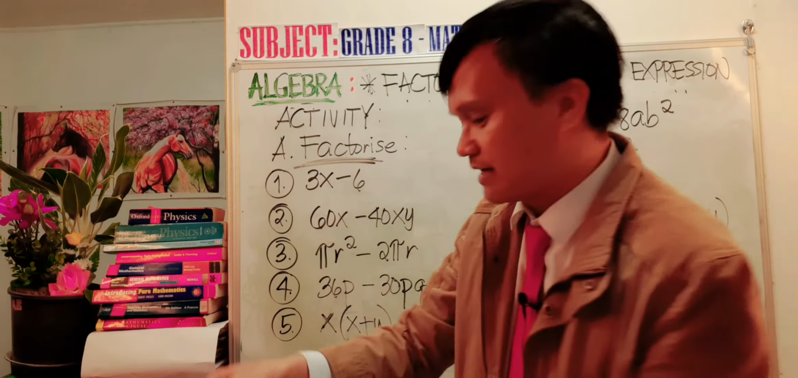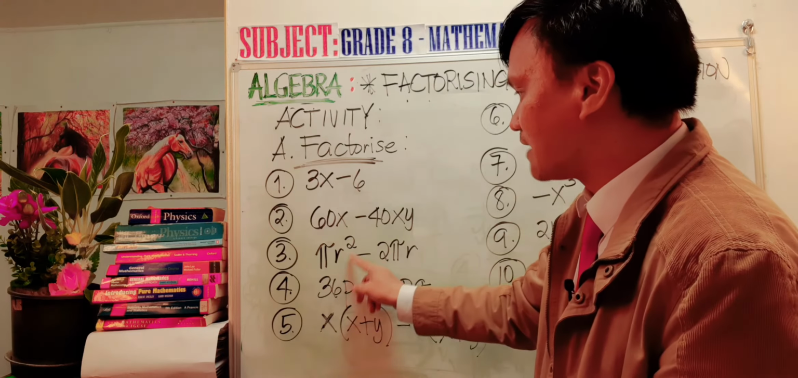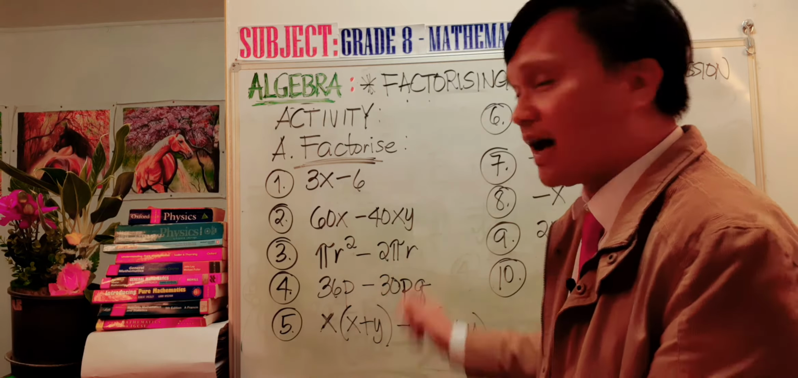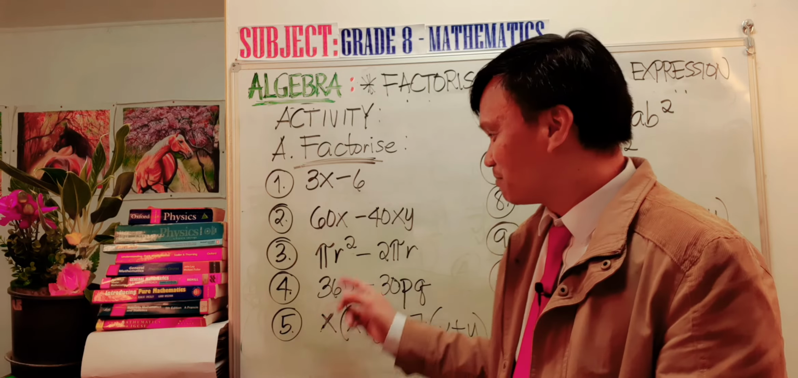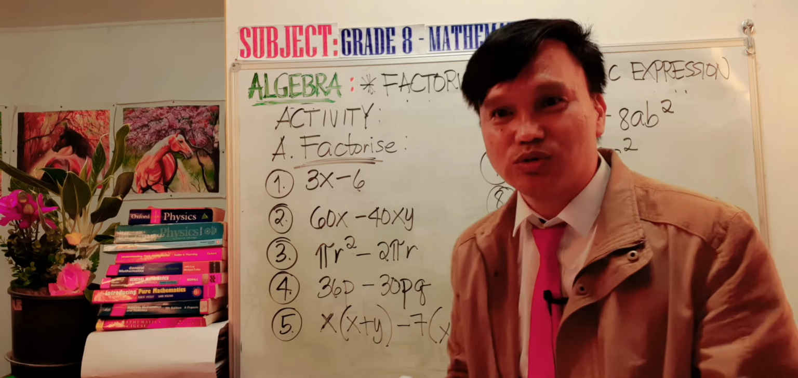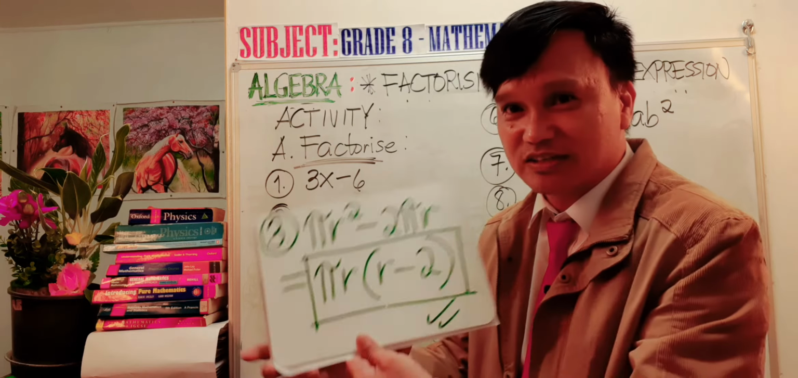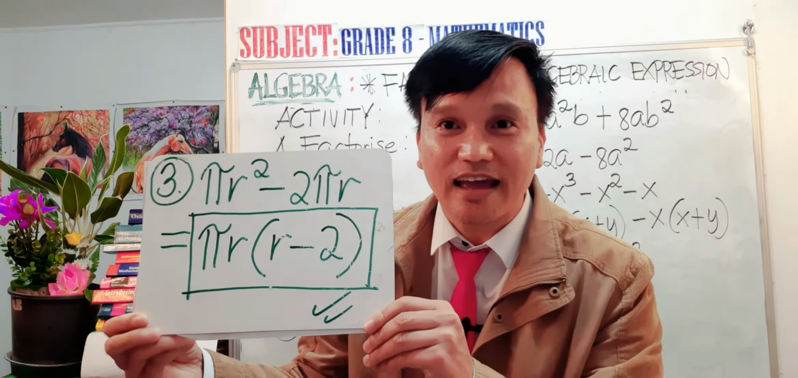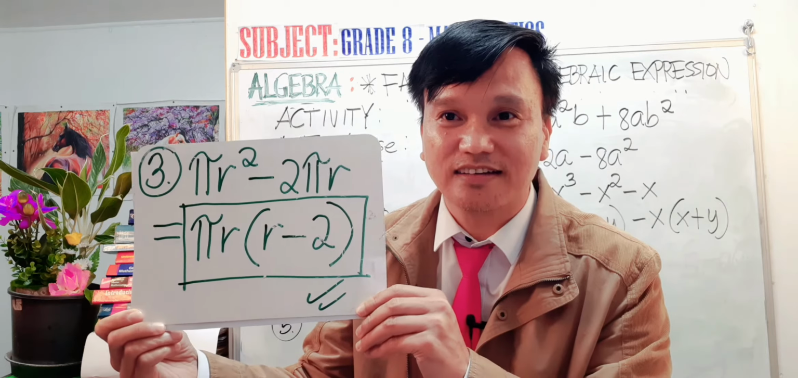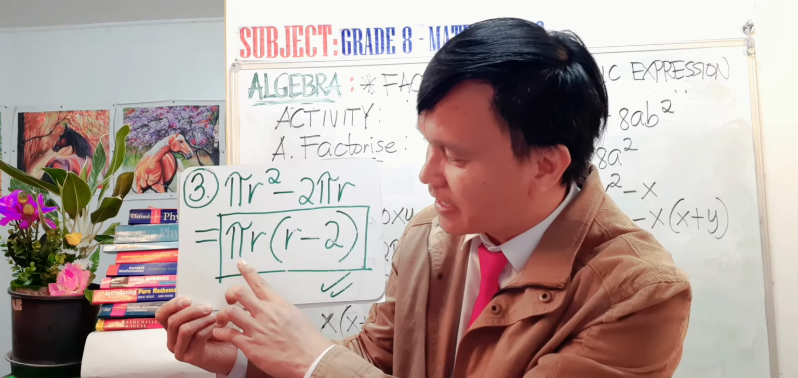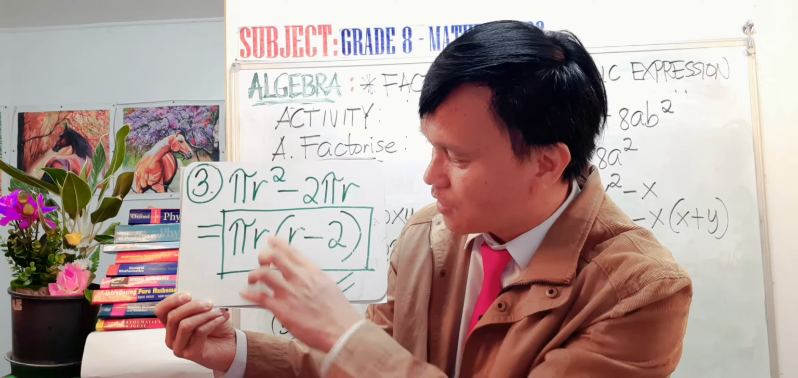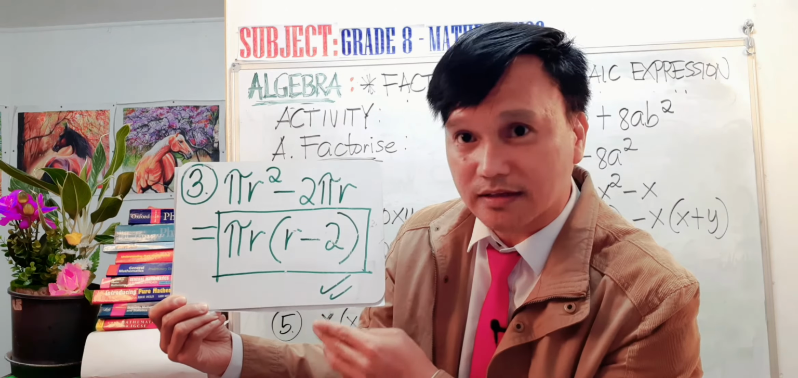Next one is our question number 3. Pi r square minus 2 pi r. You get it? Pi r square minus 2 pi r. So this is my answer. Is my answer there? My answer is pi r, open, r minus 2, closed.